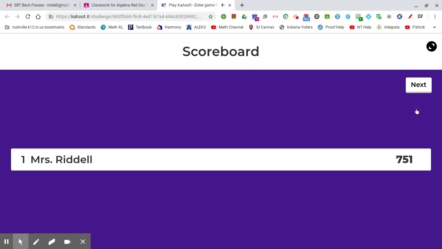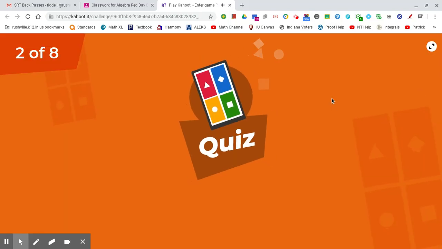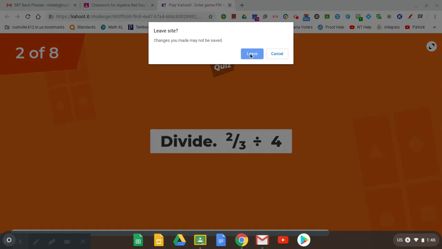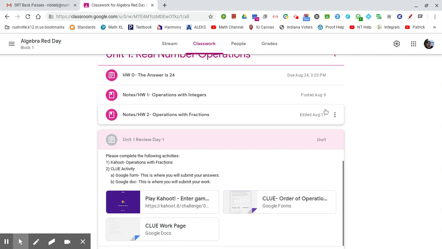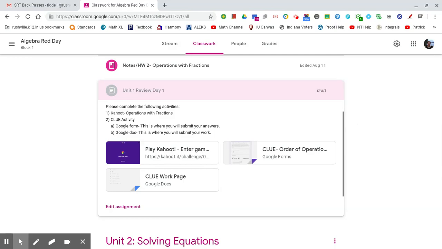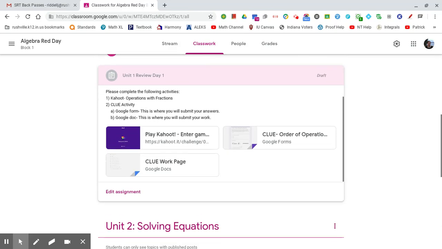Then you're going to go next, and it's going to take you to the next question. You're going to go through and do all 8 questions. And that is your first activity. You don't need to tell us what your score is because we will be able to get in and see what your scores are. So please just make sure that you put your name, you go through, you do all 8, and again, have your own work page.